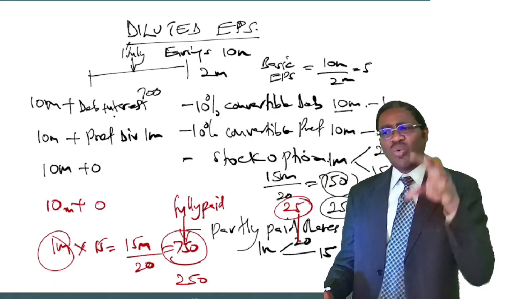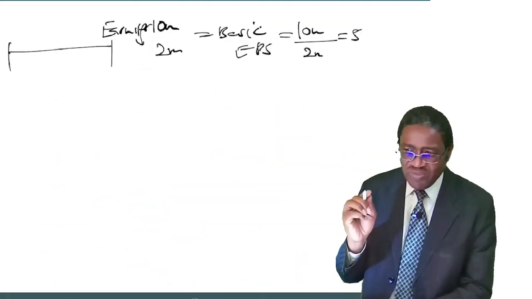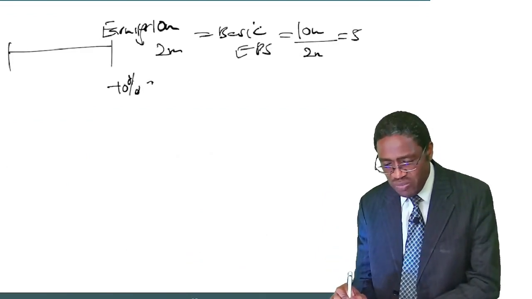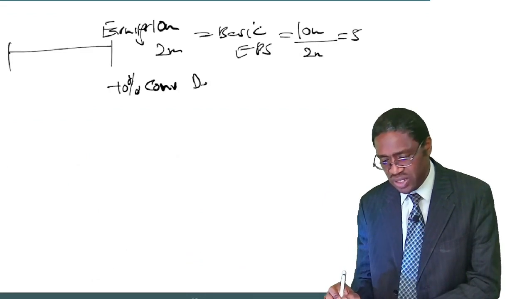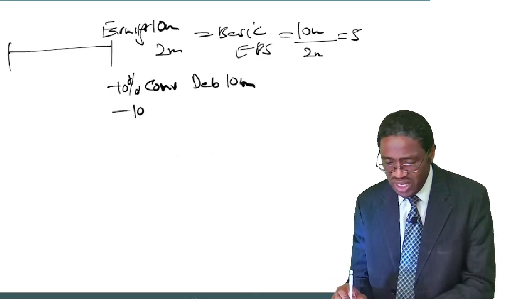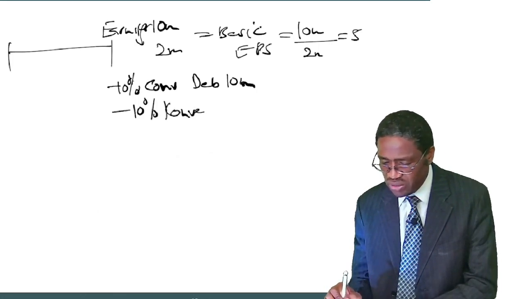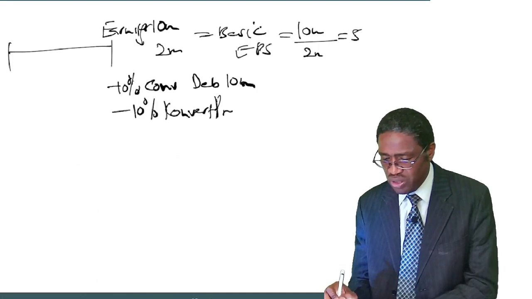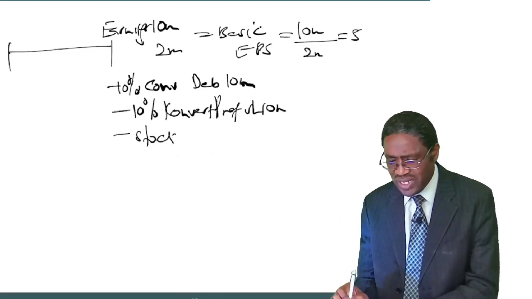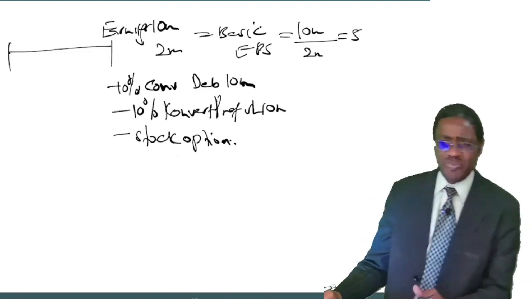But now we are saying, what if your company has more than one potential ordinary share at the end of the year? It could be your company has 10% convertible debentures worth 10 million. At the same time, maybe your company had 10% convertible preference shares worth shillings 10 million. Maybe also a stock option, or even partly paid shares.